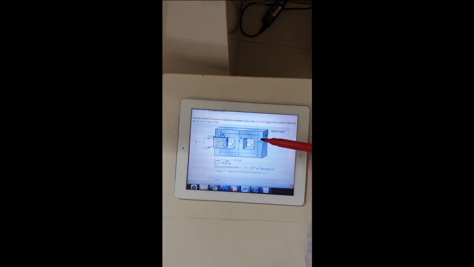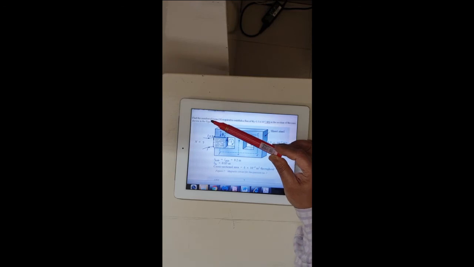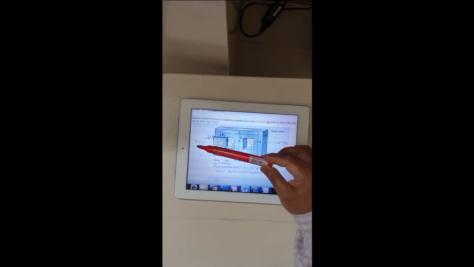The flux phi 2 is given here as 1.5 × 10 to the minus 4 Weber, and the current flowing through the primary coil is 1.75 ampere. What you have to find is the number of turns for establishing phi 2 equal to 1.5 × 10 to the minus 4 Weber.